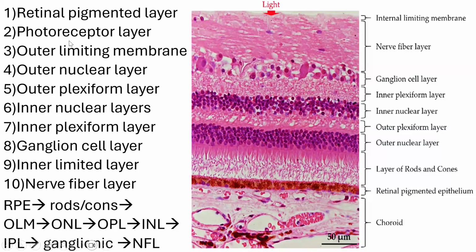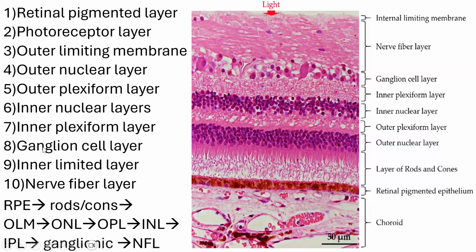Okay, and then we have the photoreceptor layer, rods and cones, and then we have the outer limiting membrane, again, a membrane separating the layers, and also for structural support. And then here where it gets easier, we have outer nuclear, outer plexiform, inner nuclear, inner plexiform. So outer nuclear, outer plexiform, ONOPINIP. So just memorize it like that.